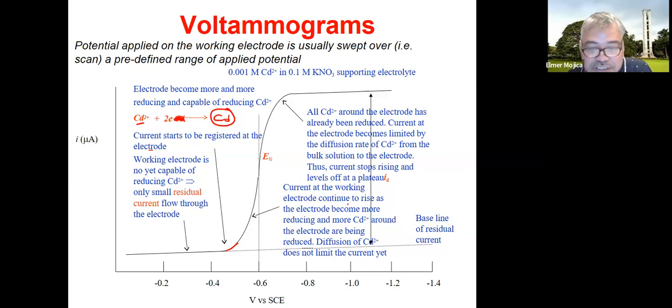Okay? So here, the current at the working electrode continues to rise as the electrode becomes more reducing and more cadmium 2 plus around the electrode are being reduced. So diffusion of cadmium 2 plus does not limit the current yet. And when it comes here, what happened? Nagpa-plateau na. All the cadmium 2 plus around the electrode has already been reduced. So current at the electrode becomes limited by the diffusion rate of cadmium 2 plus from the bulk solution to the electrode. Thus current stops rising and levels off at a plateau. So this is now your limiting current. Okay. You can also see here the baseline of your residual current. So this is, we could say, the anatomy of an LSV, a linear sweep voltammogram.